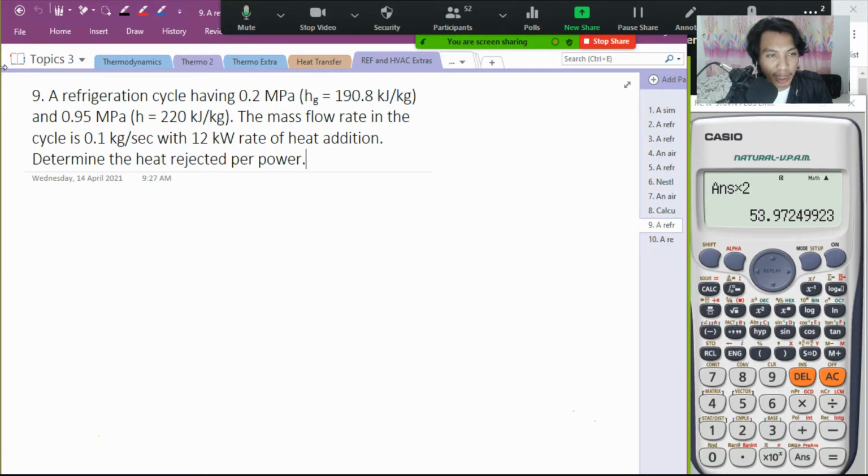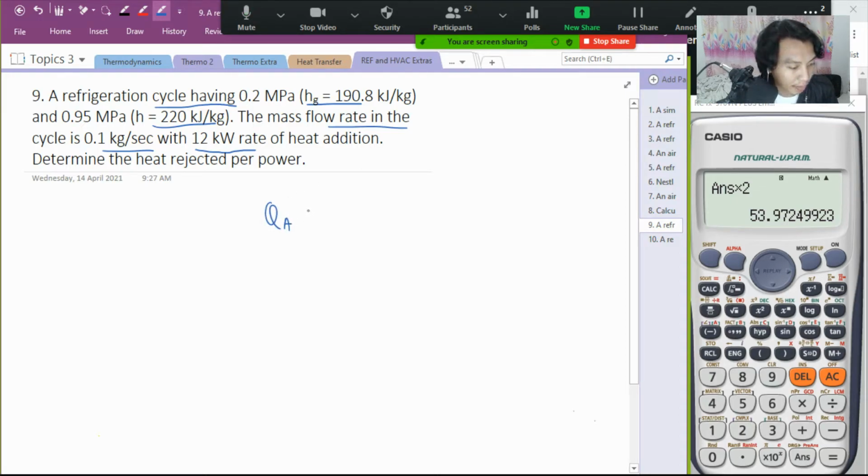So, for refrigeration cycle, going to 9, yun pala hindi ko binasa ng maayos. Ay, dapat basahin niyo ng maayos. For a refrigeration cycle, meron tayong binigay na Hg, H2, and then mass flow rate of 1 kilogram per second with heat addition. So, heat addition, that is QA. Okay? Tama ba? Yeah. Heat addition. Determine the heat rejected per power.